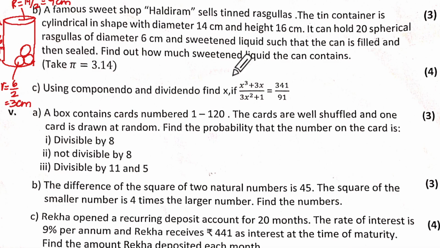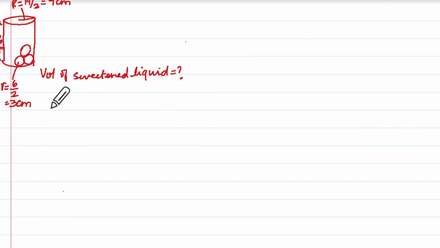Agreed? And now find how much of the sweetened liquid it contains. So we are to find out the volume of sweet liquid. So volume of cylinder equals volume of the rasgullas plus sweetened liquid. Very good. But you will show it separately, so that you can get your full marks. Understood? Don't put it all together, because in case you make a mistake anywhere, the whole step will go wrong and what you'll get is a 0.